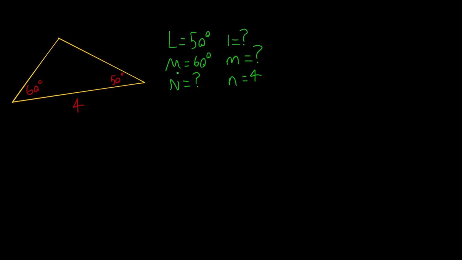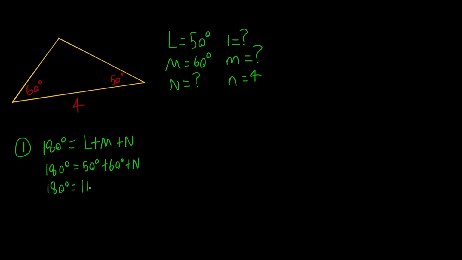Okay, so let's start off by solving for the unknown angle. The reason being, sine law isn't really useful without it. 180 degrees is L plus M plus N. That gives me that 180 degrees is 50 degrees plus 60 degrees plus N, or 180 degrees is equal to 110 degrees plus N. Subtracting 110 from both sides, I get back that 70 is going to be equal to N.